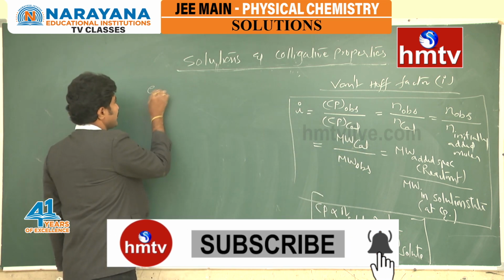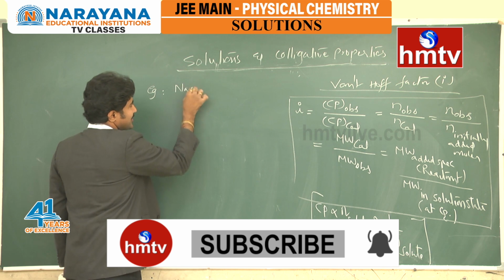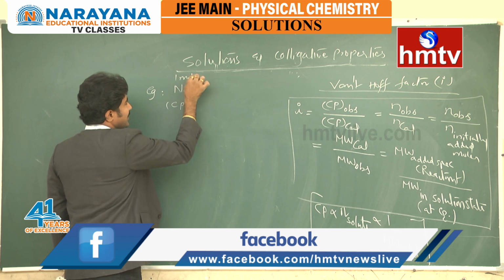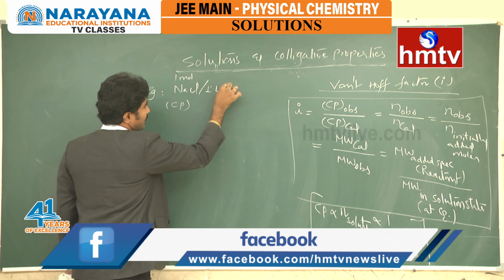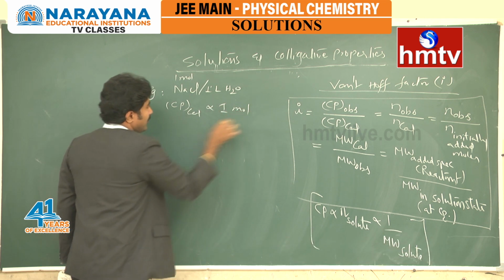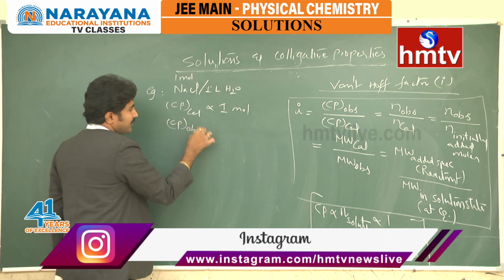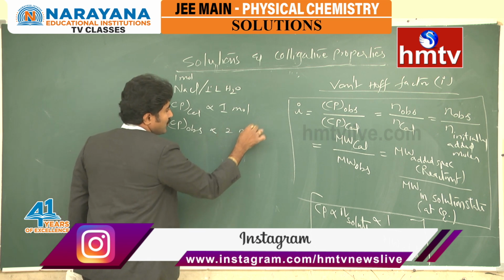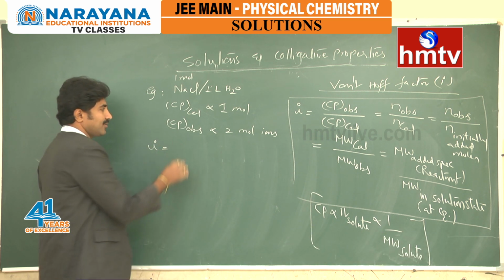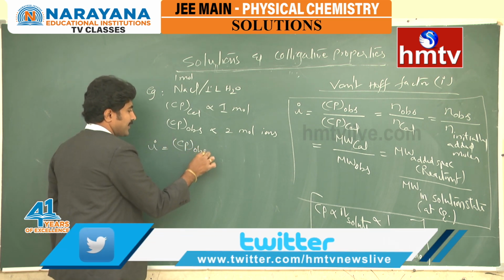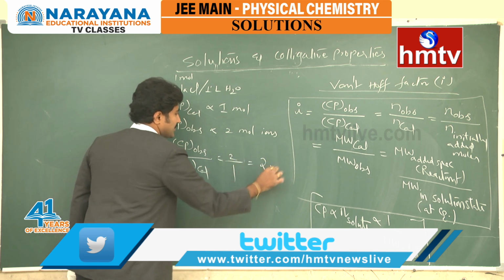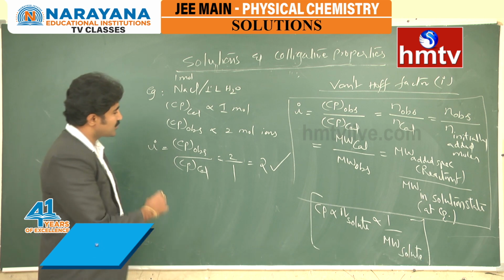Here see this example. Previously I gave one example, NaCl. So what is this here? If you take 1 mole NaCl per 1 liter water, the calculated colligative property is directly proportional to 1 mole, whereas the observed colligative property is directly proportional to 2 mole ions. Therefore, what is the Van 't Hoff factor I? I is equal to colligative property observed by colligative property calculated. Here it is 2 by 1, this is 2. For this, the Van 't Hoff factor is 2.